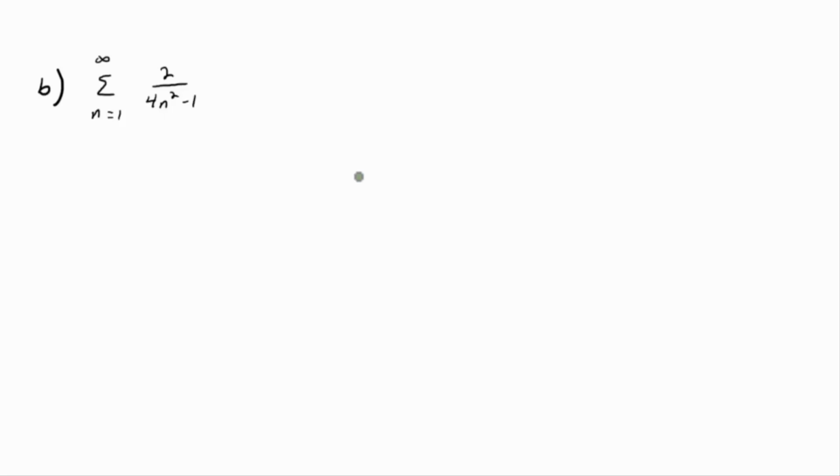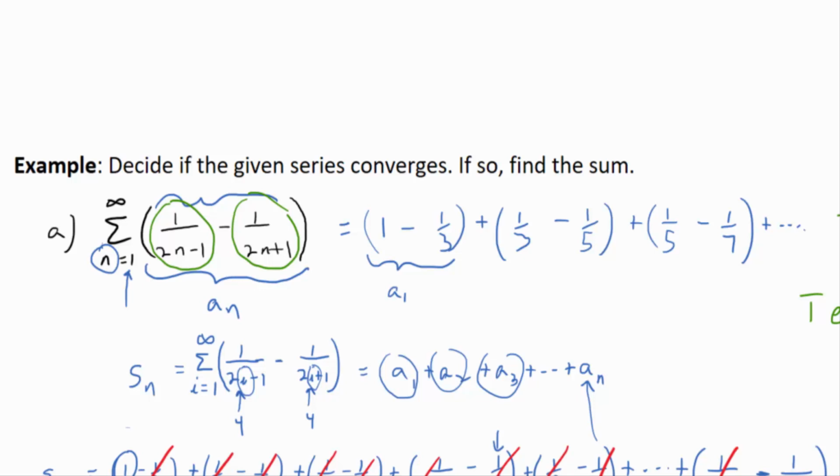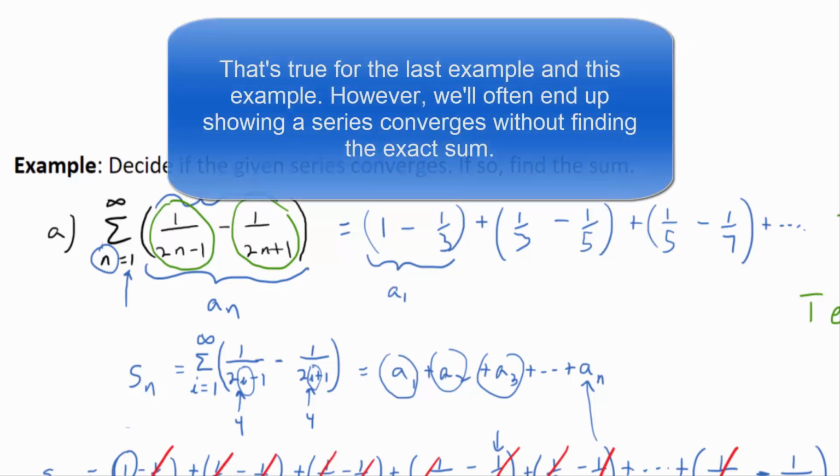Okay, part B. Remember, the directions are: decide if the given series converges, and if so, find the sum. Really, you find the sum and then, yes, it converges or not, right? So you really find the sum first if you can. But that's how I think your book puts it, so that's how I wrote it.